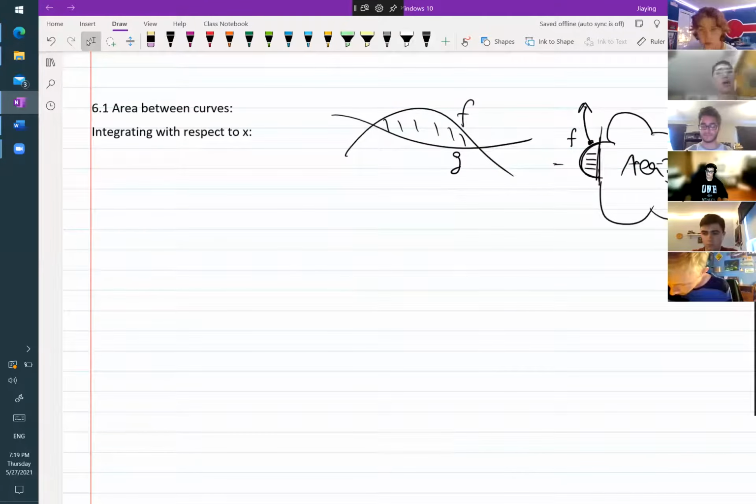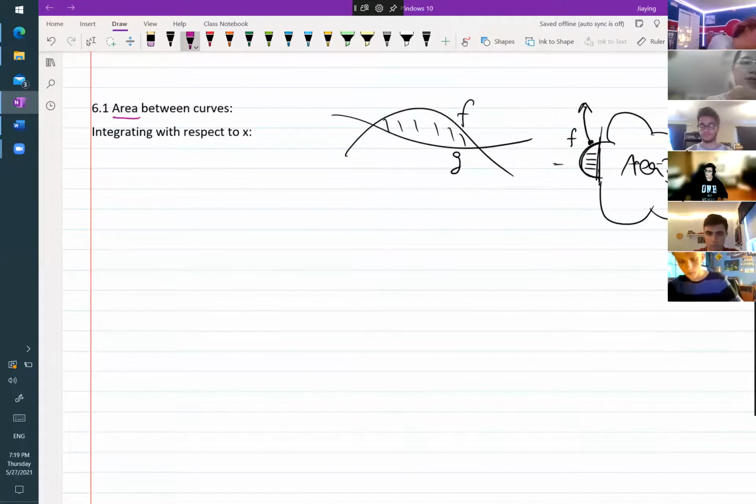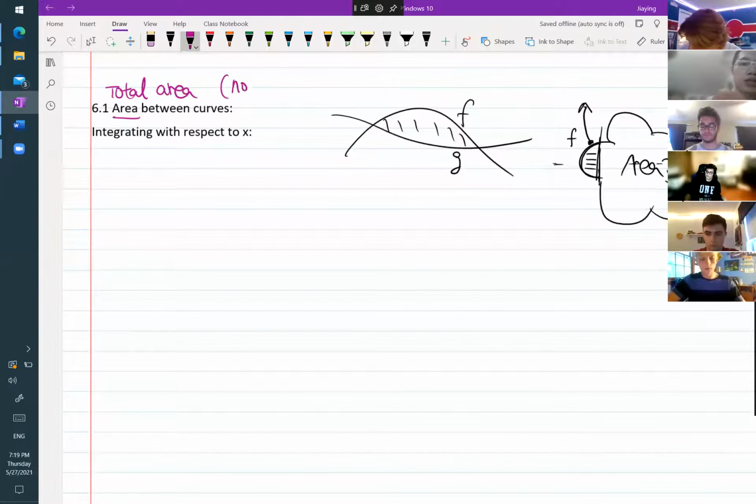Anyway, probably not a good application, but that's what I was thinking. So let me write down the definition to find the area between curves. Here, when we talk about area, we mean not the net area, we mean the total area.